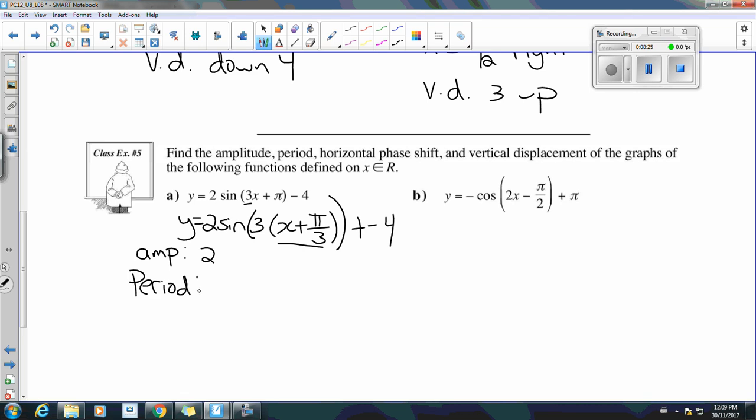That's our A value. The period, we're going to go 2 pi divided by 3, which is just 2 pi over 3 radians. A horizontal phase shift is now pi over 3 left. Right, so it's tempting from the original. It looks like it's gone pi left, but that's why we need to factor out that 3 first. The vertical displacement is down 4.